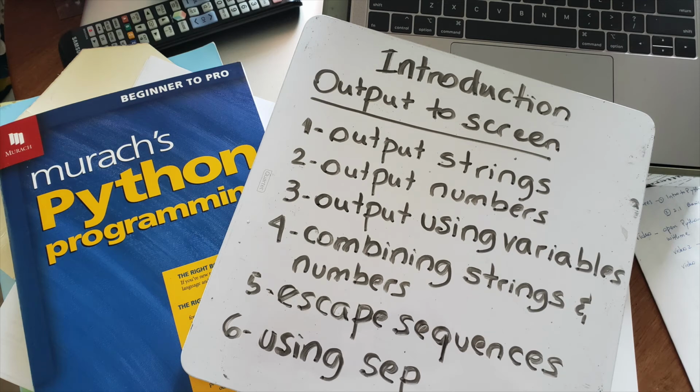Learning to program, the first thing that we learn is how to produce output to the screen. So in this first lesson, you're going to practice output strings, which is text, output numbers, output a combination of strings and numbers, output using variables. You're going to learn something that is called the escape sequences. And in Python, we have something that is called the separator, and we're going to practice that at the end.